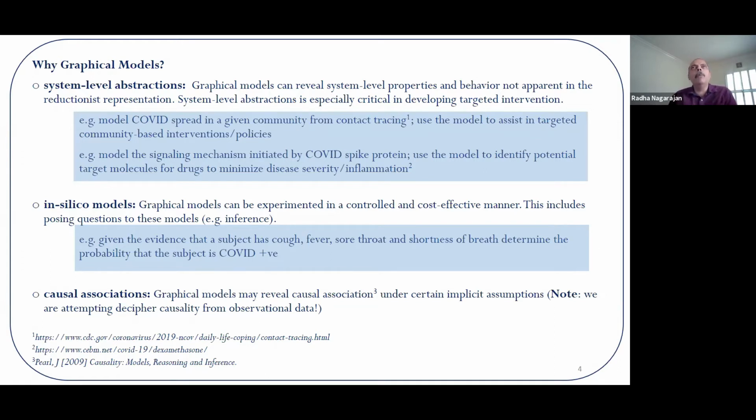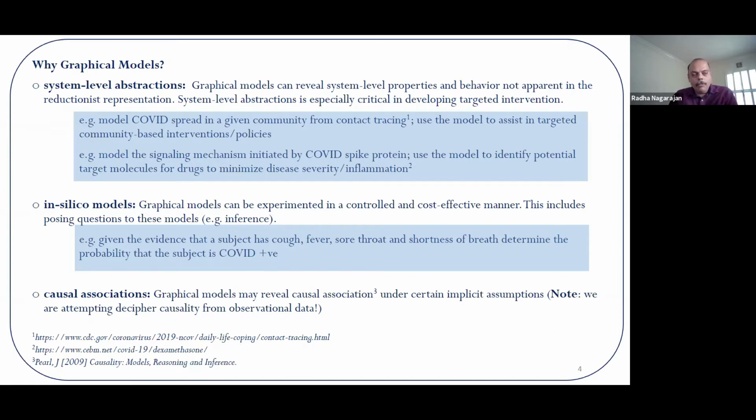So to speak, in a way, the principle of superposition fails for many of the complex systems in the real world. And system-level abstractions, understanding them are especially critical in developing targeted interventions. Examples include modeling COVID spread in a given community using approaches such as contact tracing, and subsequently using these models to assess community-based intervention policies and optimal resource allocation. So another example would be modeling the signaling mechanism in response to a pathogen and identifying the cascade of processes that takes place so as to assist in drug targeting.